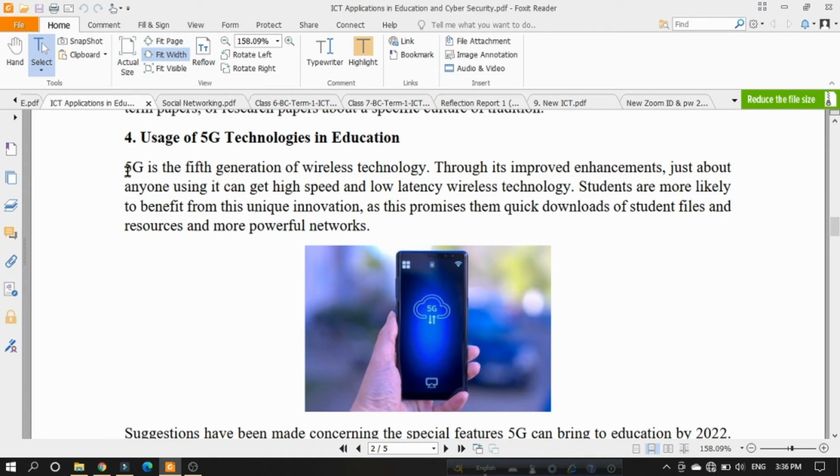Number 4. Uses of 5G technologies in education. 5G, the fifth generation of wireless technology.